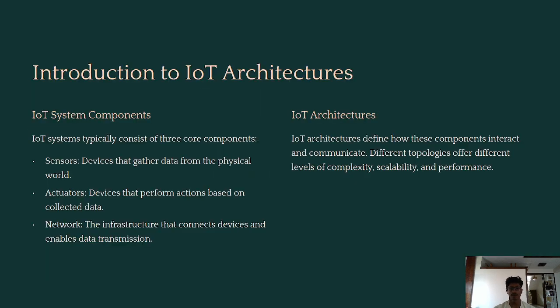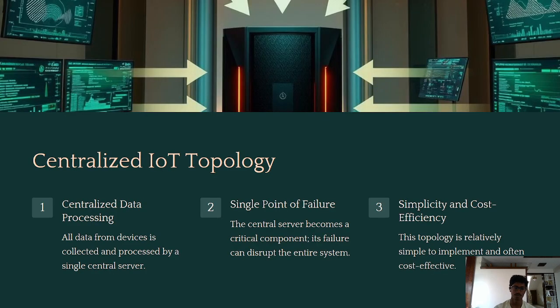Introduction to the IoT architectures. IoT system components. IoT systems typically consist of three core components: sensors, devices that gather data from the physical world; actuators, the devices that perform actions based on the collected data; and the network, defined as the infrastructure that connects the devices and enables data transmission. IoT architectures define how these components interact and communicate. Different topologies offer different levels of complexity, scalability, and performance.